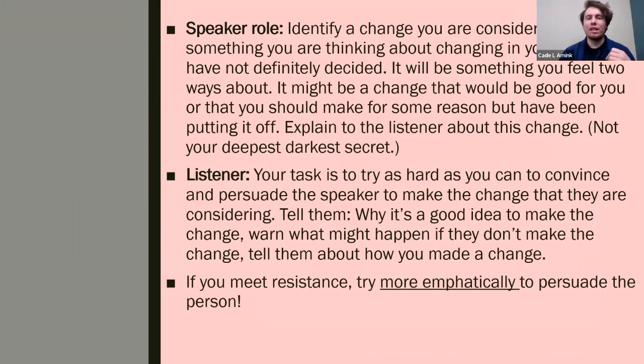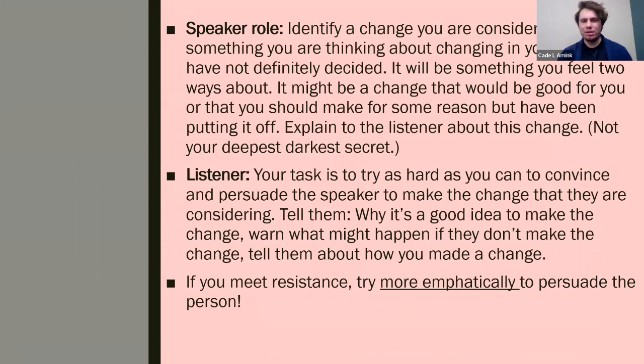Tell them why it's a good idea to make the change, warn them what might happen if they don't make the change, and tell them about how maybe you've made a change. And if you start meeting resistance, try more emphatically to persuade the person. And so we're going to do that for 5 minutes.